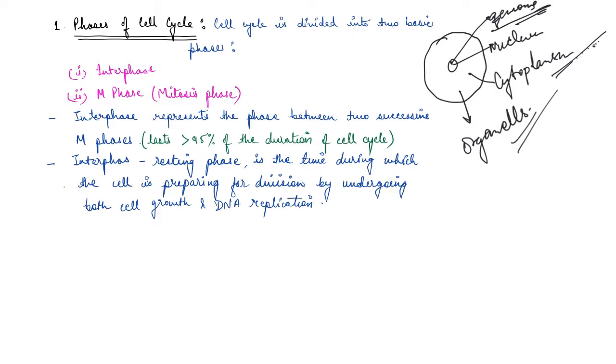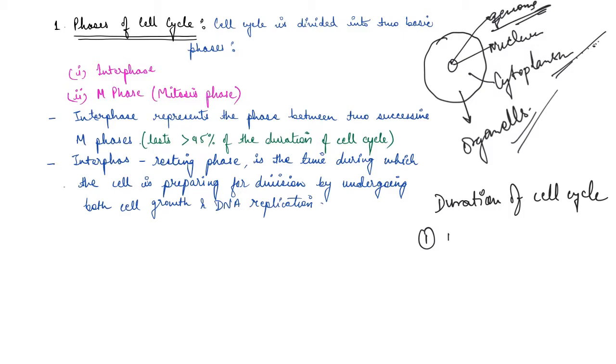And the duration of the cell cycle can vary from organism to organism, and also from one cell type to a very different cell type, because cells can be of different types. Remember that the duration of the cell cycle depends first on the organism.